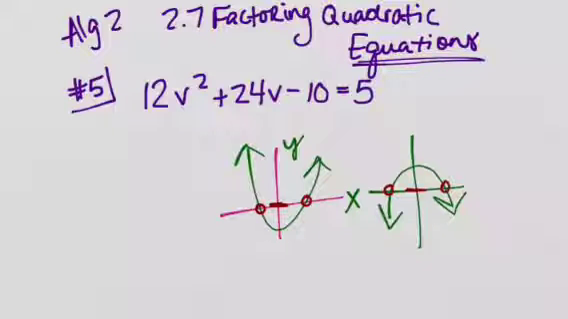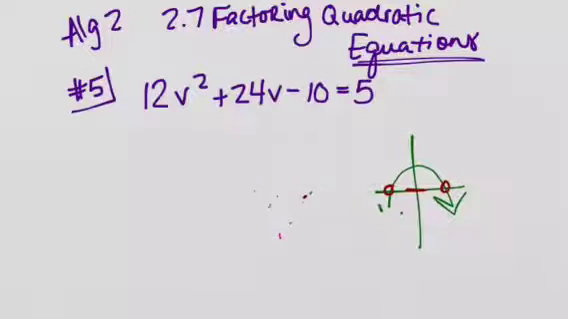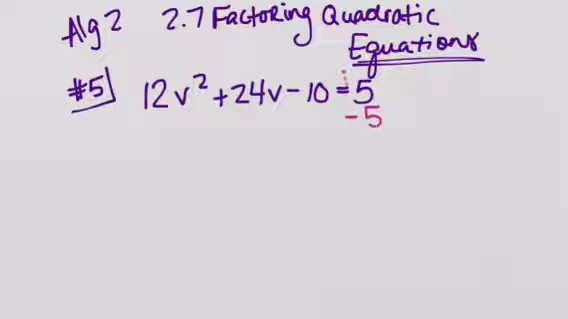So what we need to do is get the 5 moved to the other side. Let me erase this picture here. It's a positive 5, so I'm going to subtract 5 from both sides. Keep in mind where your equal sign is so that it happens on both sides. It's going to be set equal to 0 now.